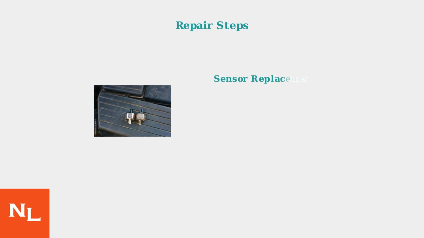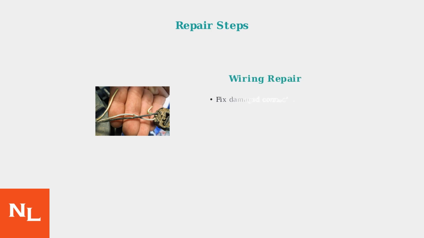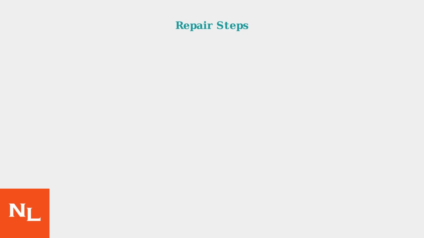Second, replace any faulty sensors identified during diagnosis. Compare this clean sensor to the worn one. Sensor degradation is a common cause of D-light problems. Third, repair any damaged or corroded wiring connections. This damaged connector shows typical wear that can cause intermittent D-light issues.